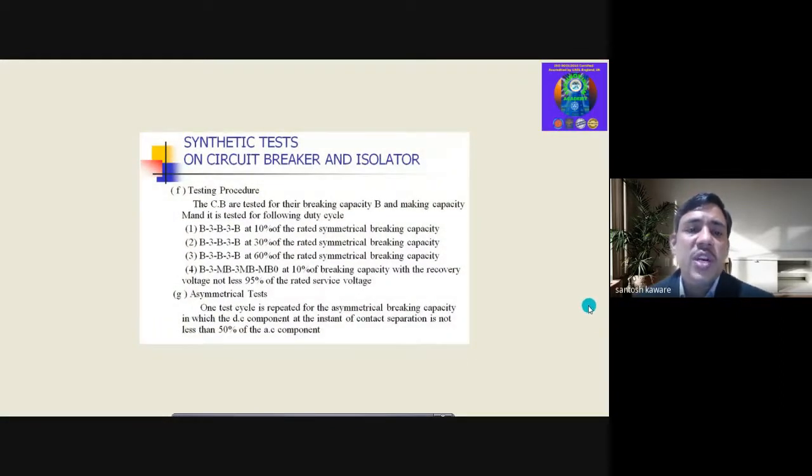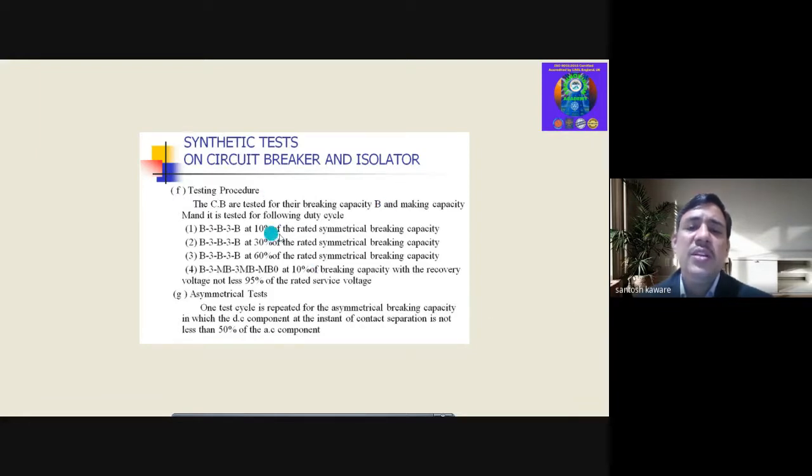Again, for the circuit breaker, we know that the opening and closing cycle is the duty cycle of the circuit breaker. That is most important: within how much time your circuit breaker should open, and how much time it should take to reclose. So that cycle should be tested.